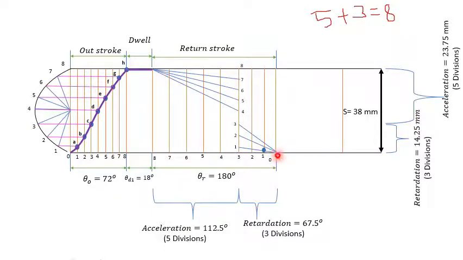Okay, so wherever the first line cuts the first vertical line, that is the first cutting point. Similarly, this is the second cutting point because the second line cuts the second vertical line. Then the third line cuts the third vertical line. This is the third cutting point. Next, fourth one, fifth one, sixth one, seventh one, and this is the eighth one.